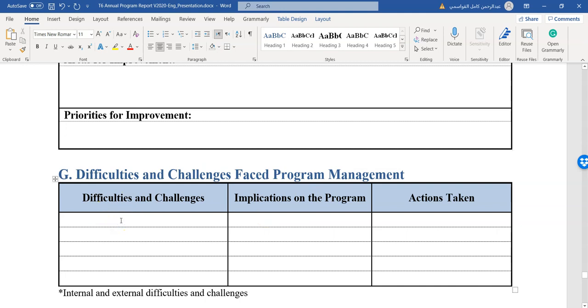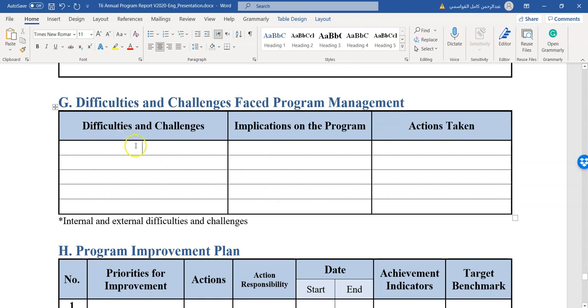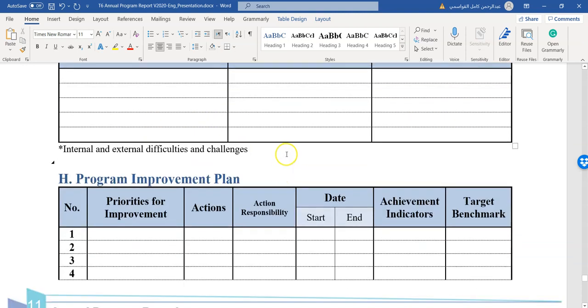Anything maybe related to online teaching, maybe something related to the classrooms, or anything that makes it difficult to teach or to evaluate. You have to write it here, and what is the effect, the implications on the program. For example, is there an implication? If there is nothing, you have to leave it empty or write none, and there is no action. If there is something, difficulties and challenges faced during the academic year 2021, you can write them here or leave it empty.